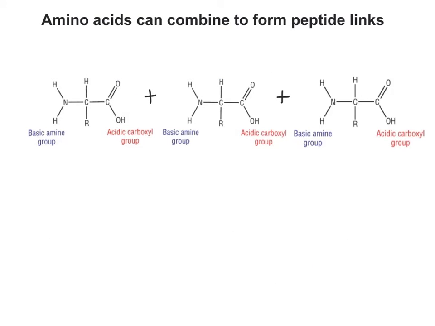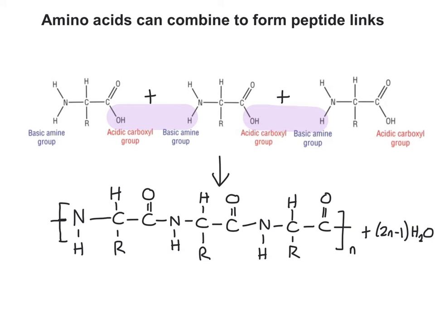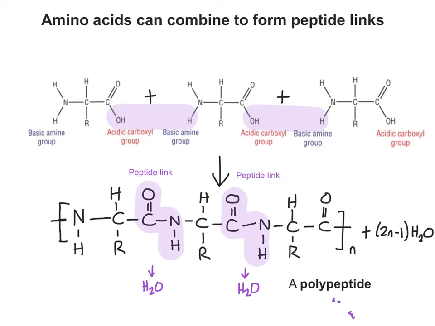So if we were to take amino acids and react them with each other, what you'd get happening basically is that water would be eliminated by the reaction of OH and NH2. Because the carboxyl group is acidic and the amine group is basic, they'll have an acid-base reaction with each other. So you'll end up with a polypeptide. You can see clearly the peptide link that's produced by the removal of water each time, and you end up with a polypeptide.